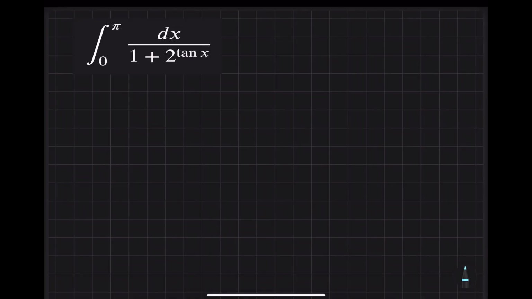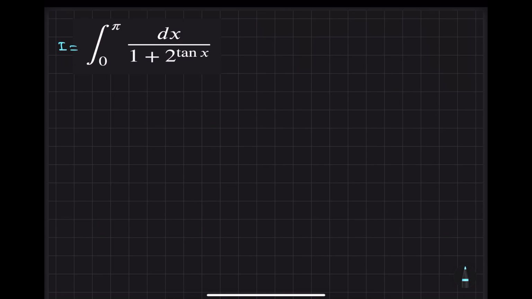So we got this situation to handle. Suppose this is equal to I, the integration from 0 to pi of dx by 1 plus 2 power 10x. And right now we are not getting any idea which kind of substitution we should apply. So what we'll do, we will apply King's rule.